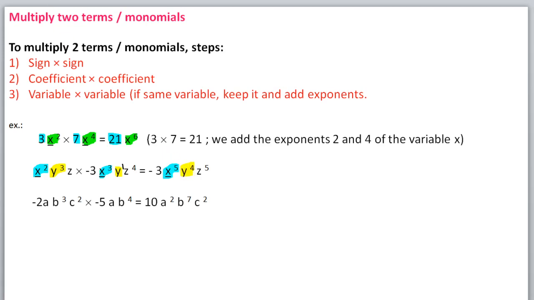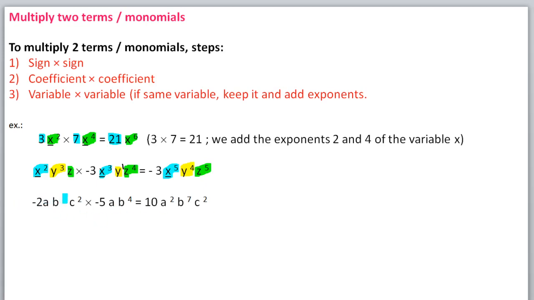Done. The last one, z, the exponent of z, it's 1. And z power 4. So z times z power 4 will be z power 5. Okay, and finished.